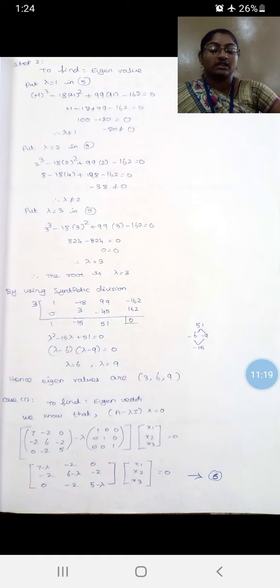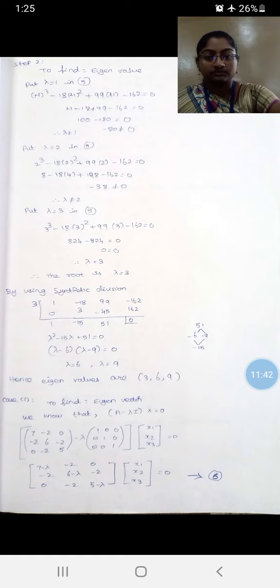Hence the eigenvalues are, first eigenvalue is 3, then using synthetic division I found the other two eigenvalues, that is 6 and 9. Hence 3, 6, 9. So here all the 3 eigenvalues are different, so this is a non-repeated eigenvalue. Hence in step 3 I can use 3 cases to find the eigenvector.